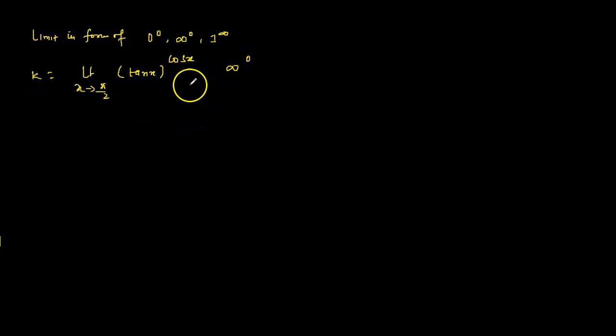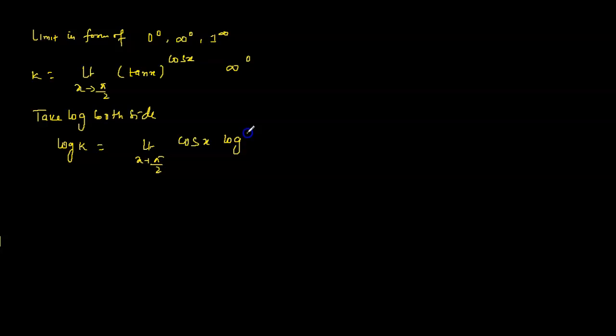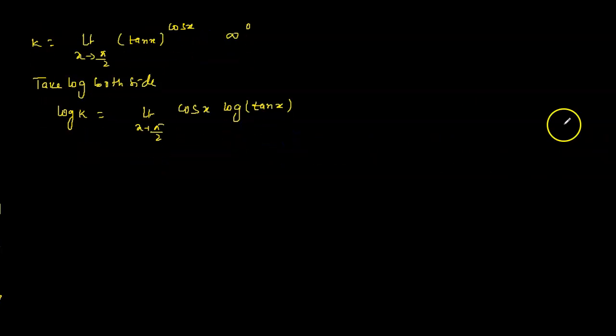So whenever a power comes in the limit, take the log on both sides. Take log of that. So you will get log of k is equal to limit of x tends to pi by 2 of cos of x into log of tan of x. Getting here? Because log of a to the power m is m into log a, right?